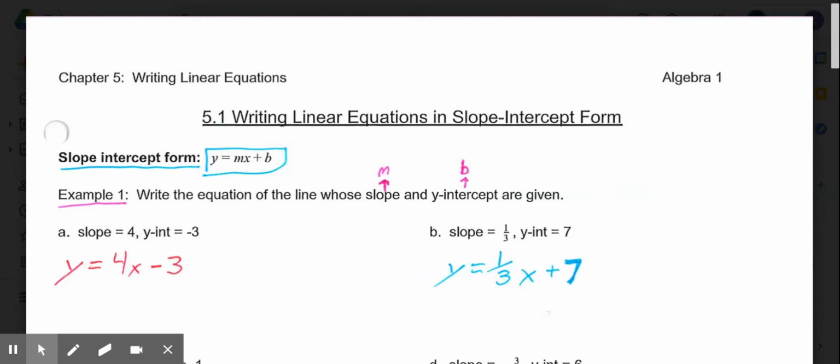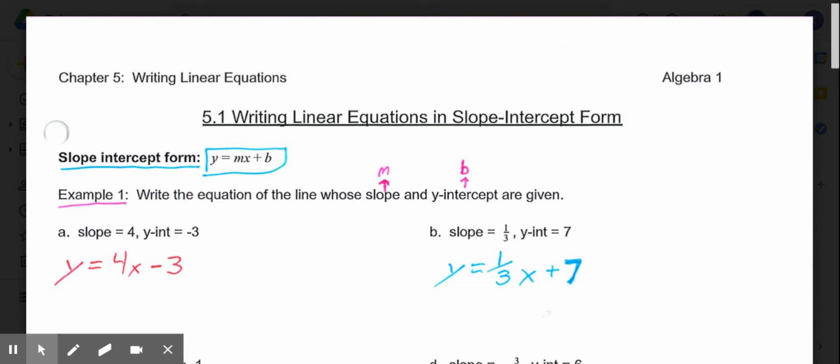Welcome to lesson 5.1, writing linear equations in slope-intercept form. So in our last chapter, we looked at a lot of different ways we can graph linear equations. Now in this chapter, we are looking at how we go through the process of writing the equations based on given information. So obviously in this lesson, we are looking at writing the linear equations in slope-intercept form.